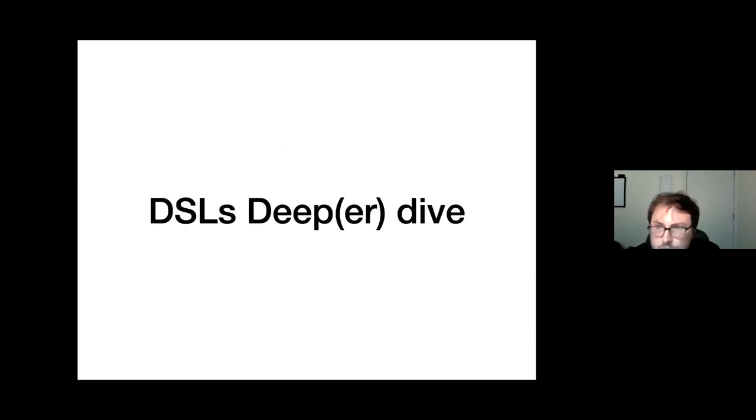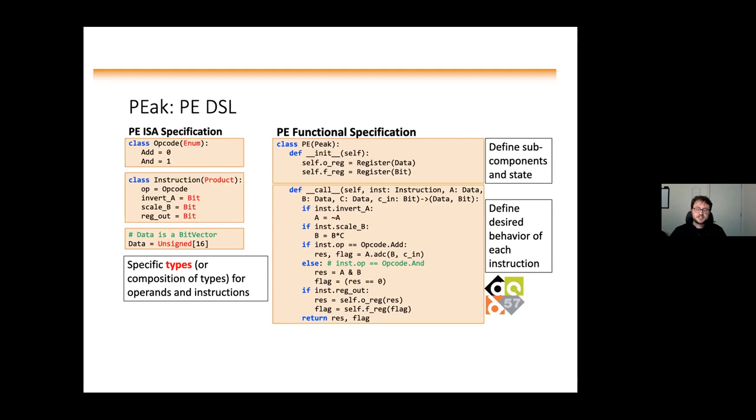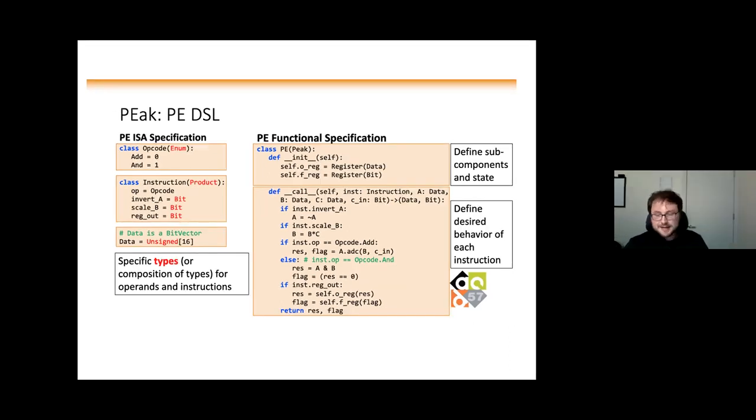So now I'm going to do a slightly deeper dive on some of these domain-specific languages that I just mentioned, to give you more of a flavor of what we're looking at. First, I want to talk to you a bit about Peak, which is our PE specification language. A Peak specification is a Python program which uses the specific types highlighted in red and a well-defined set of operations on those types.